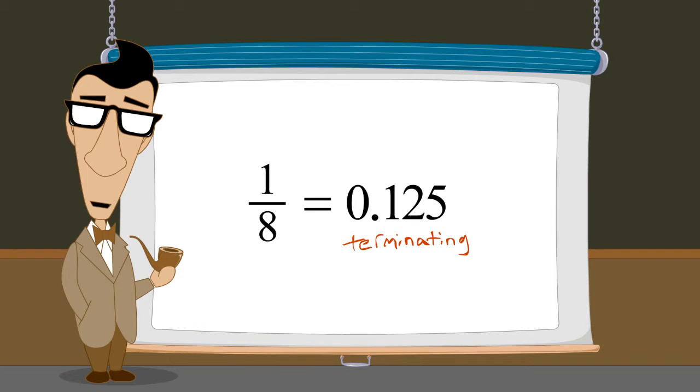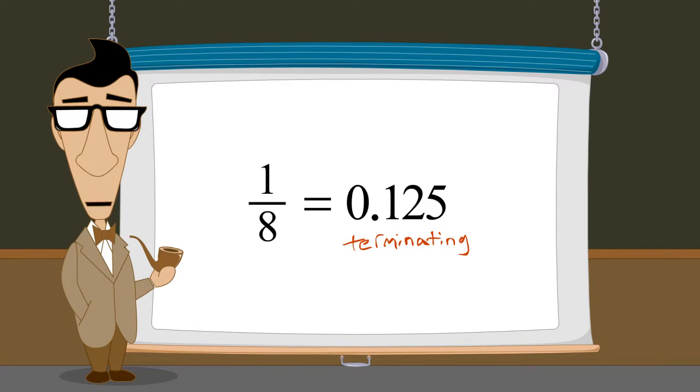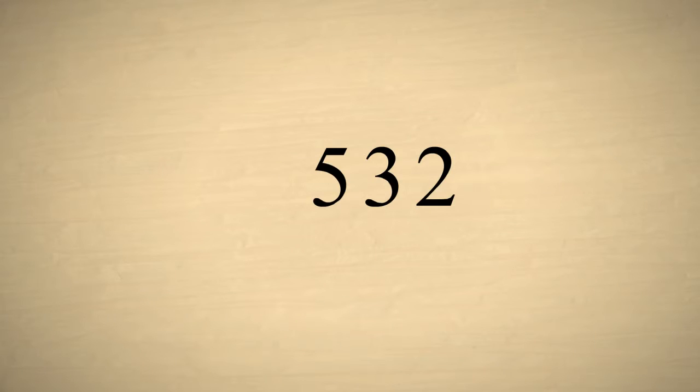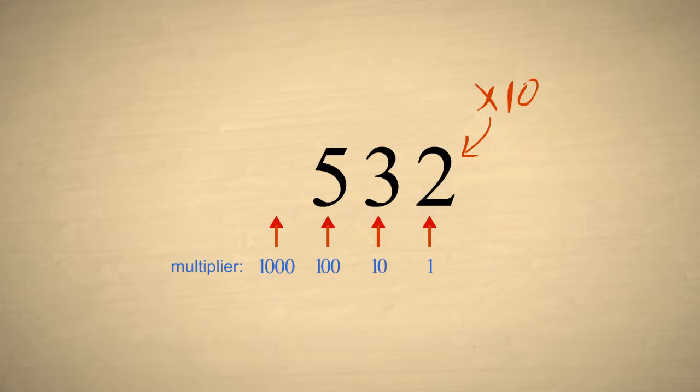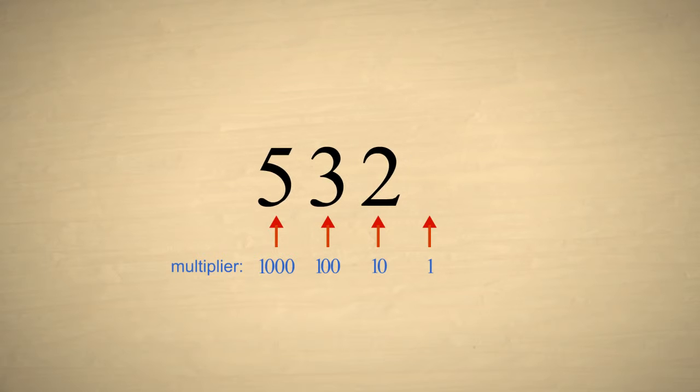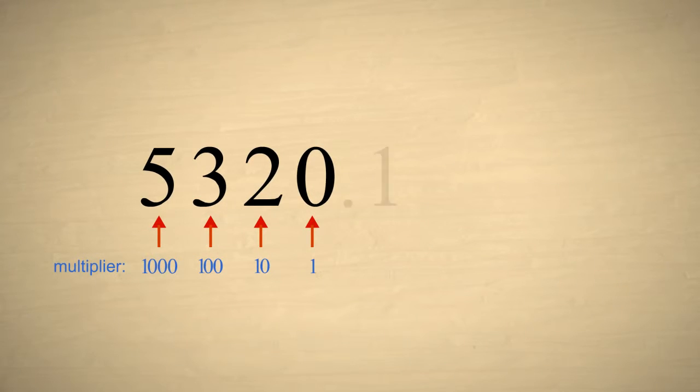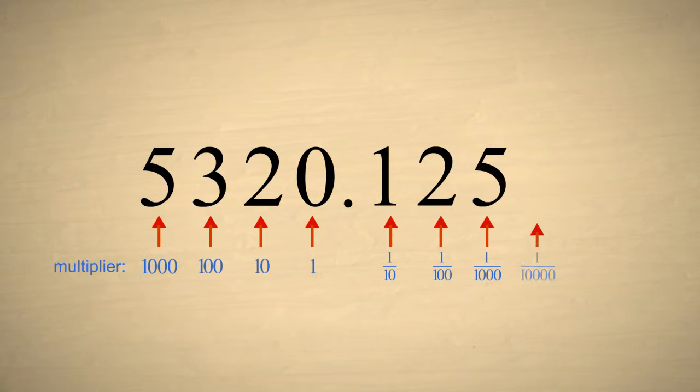In this lecture, we will see how to convert any terminating decimal number back into a fraction. Remember that each digit in a decimal number represents a value 10 times that of the digit to its right. Now, if we take any decimal number and multiply it by 10, each digit is shifted one column to the left. We have increased the value of each digit by a factor of 10. This is also true when there are digits to the right of the decimal point.